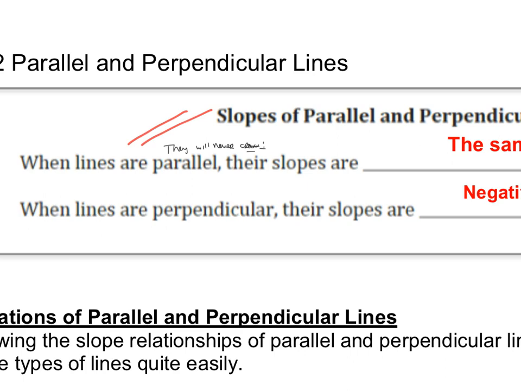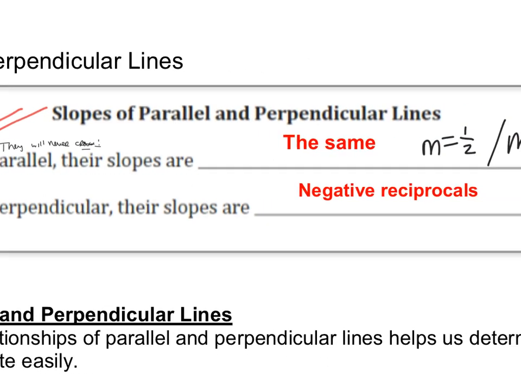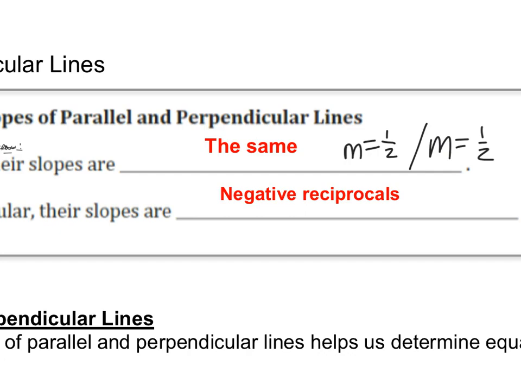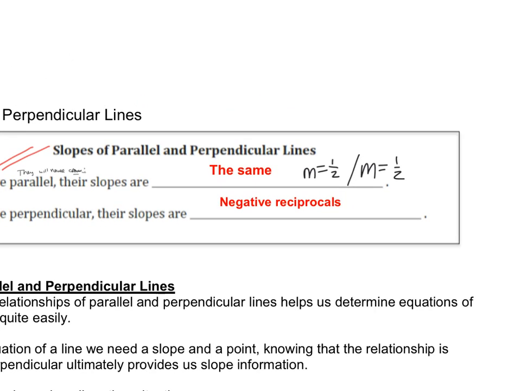And when my lines are perpendicular, their slopes are negative reciprocals.